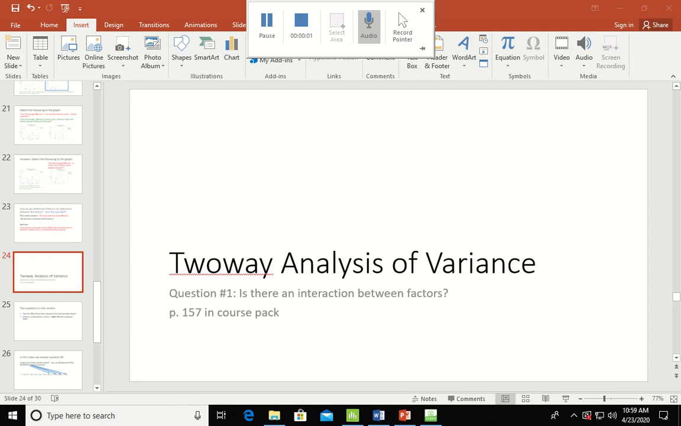Okay, welcome. Last time we made a video regarding how you could graphically determine whether there's an interaction between factors. Today we're going to do it numerically. And this is found on page 157. There are two questions in this section, and we're going to answer question 1 today in this video. Is there an interaction between factors?